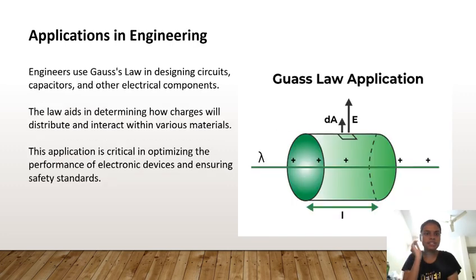Applications in engineering. Engineers use Gauss law in designing circuits, capacitors, and other electrical components. The law aids in determining how charges will distribute and interact within various materials. This application is critical in optimizing the performance of electronic devices and ensuring safety standards.